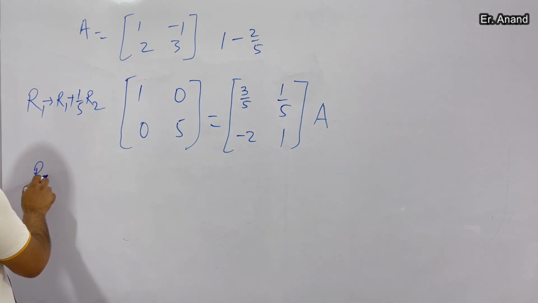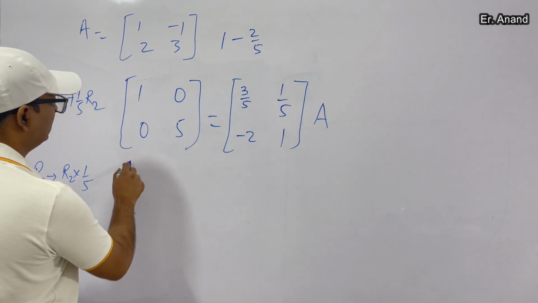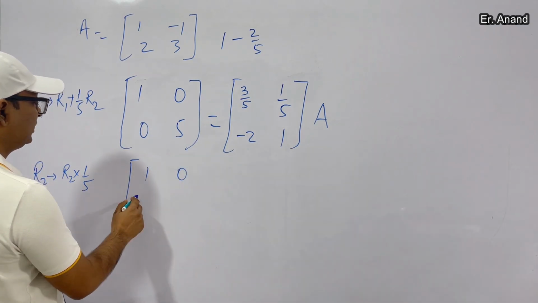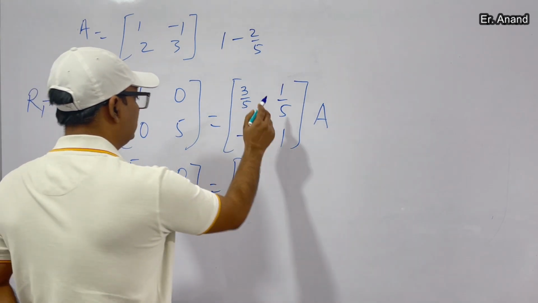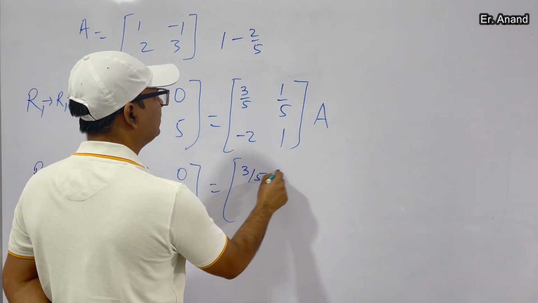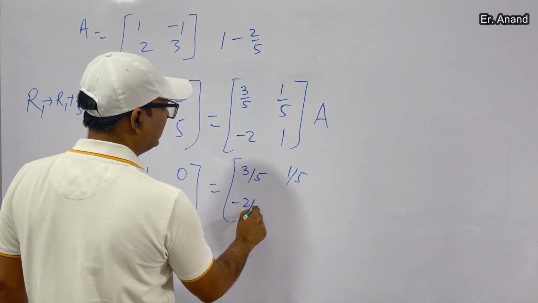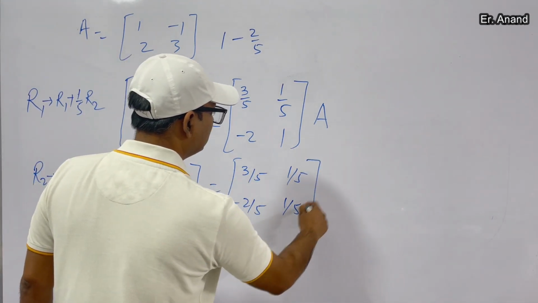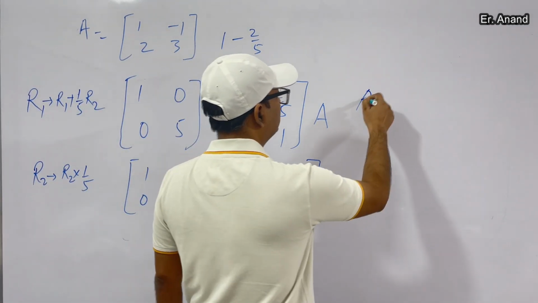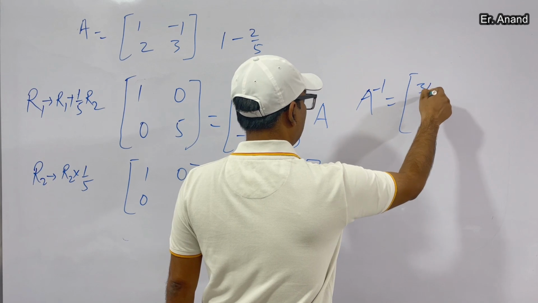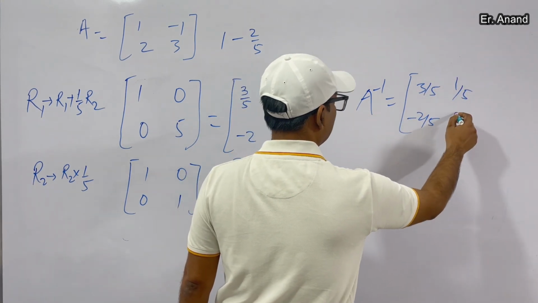See, R2 is now R2 into 1 by 5. So what we'll get? This is 1, 0, 0 into 1 by 5 is 0, 5 into 1 by 5 is 1. So this side, what we get? Row 1 is same, that is 3 by 5, 1 by 5, multiplying 1 by 5. So minus 2 by 5, 1 by 5. So this is our A inverse. So we get our A inverse, that is A inverse we can write as 3 by 5, 1 by 5, minus 2 by 5 and 1 by 5.